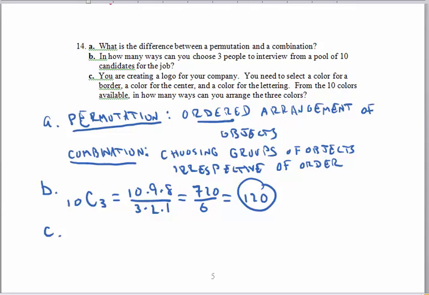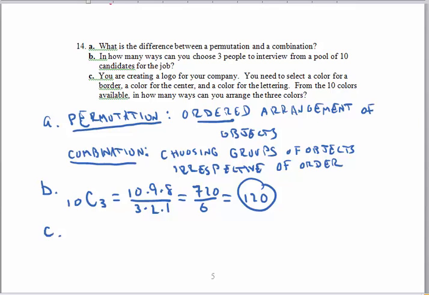So I'm assuming here that you can't reuse the colors, because if you had the same colors, you wouldn't be able to tell the difference between the border, the center, and the lettering, I guess. So it's not really clear here, but I'm assuming that you can't repeat the colors. But in this case, the order is important, because which color you choose for the border, which color you choose for the center, and which color you choose for the lettering, it makes a difference. So the order is important here.